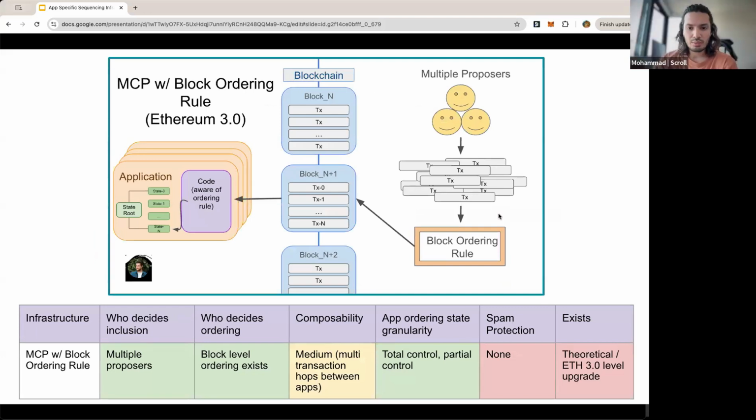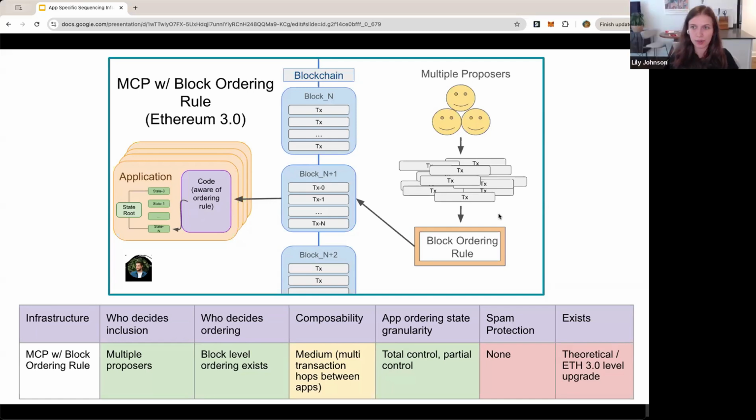I was wondering how this multiple concurrent proposer design can help app developers specify their ordering rules, because my understanding is that this block ordering rule is something that's fixed in the protocol, and if I build an application the day after it's fixed, it probably cannot change to accommodate me. So where does my application-specific ordering kick in in this process?